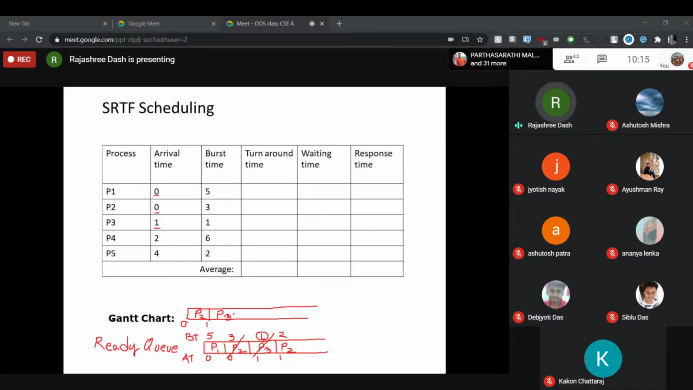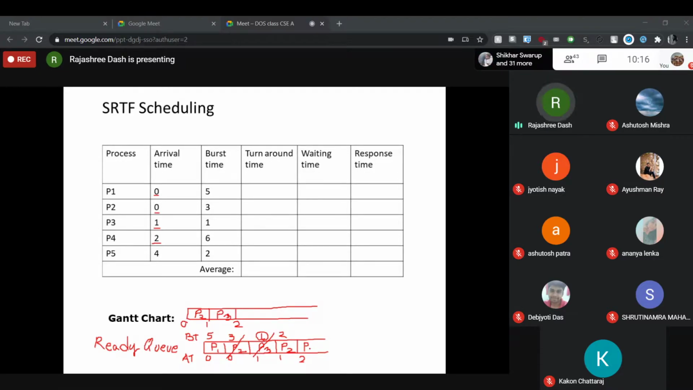Now while P3 is executing, at time 2, what is the next process that enters the system? P4. Just check in the arrival time. P4 is the next process that at time 2 enters into the ready queue.